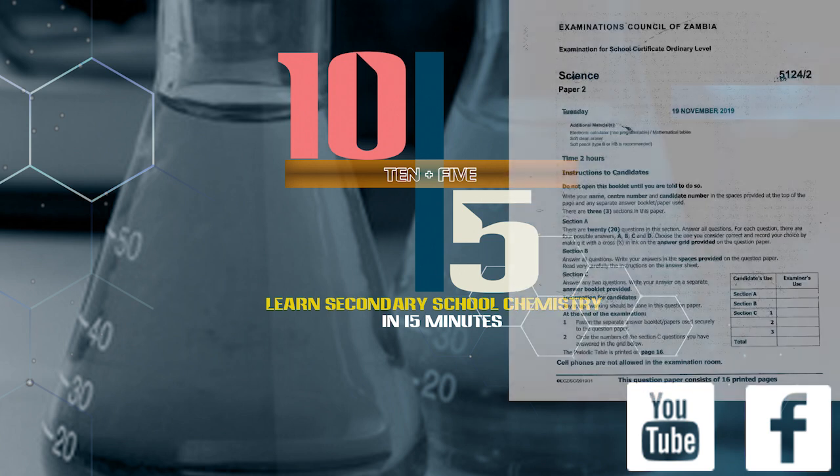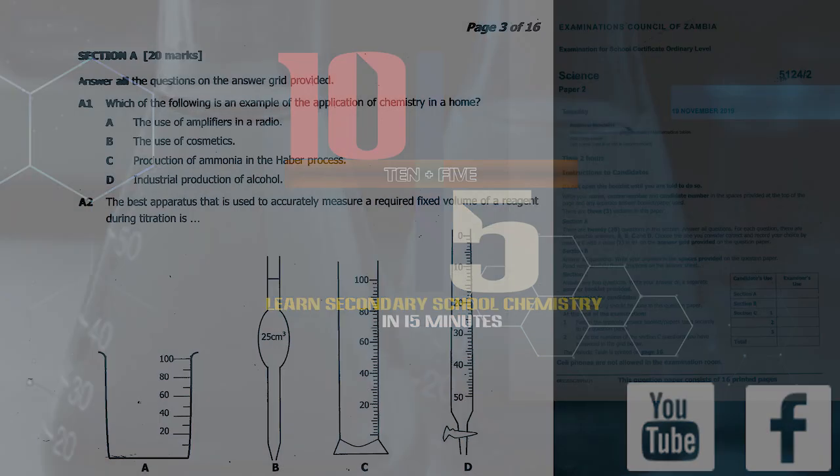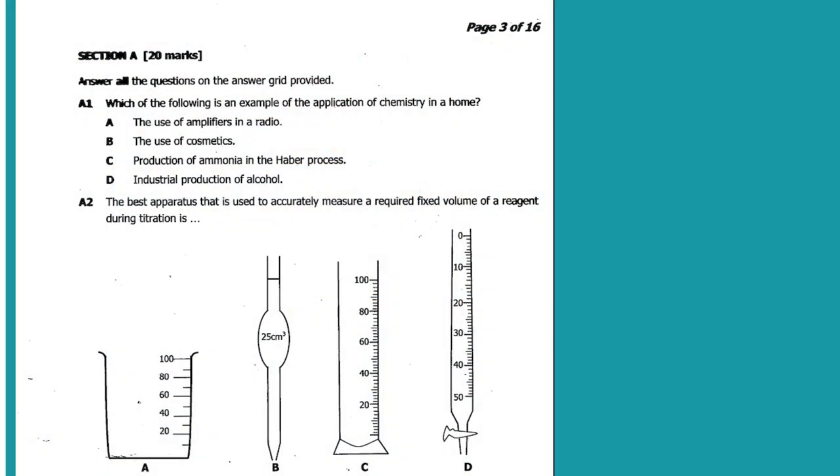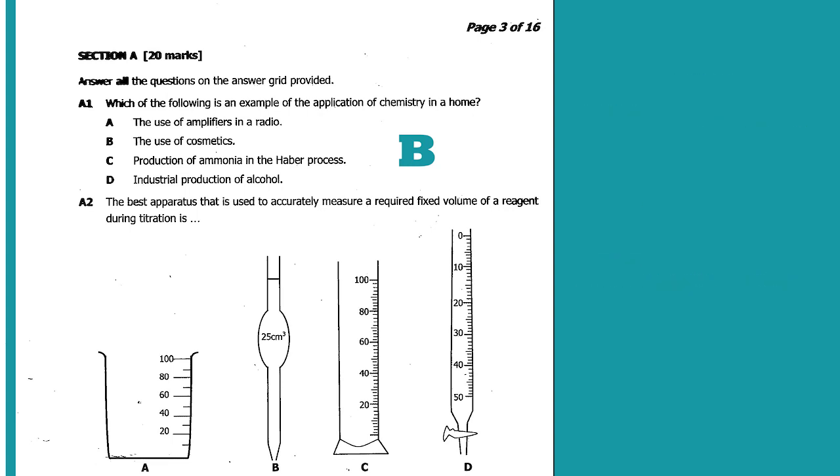Today, we're looking at Science Paper 2, ECZ exam 2019. Question 1. Which of the following is an example of the application of chemistry in a home? Our answer is B, the use of cosmetics. A, the use of amplifiers is an application of physics. C, production of ammonia in the Haber process is an industrial application of chemistry. And D is also an industrial application of chemistry.